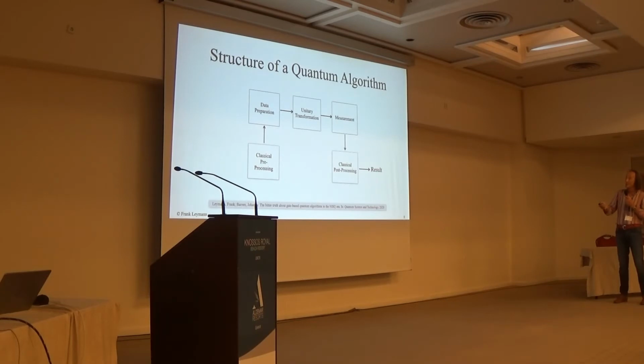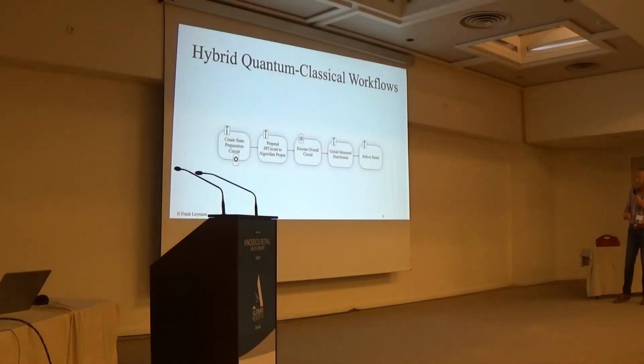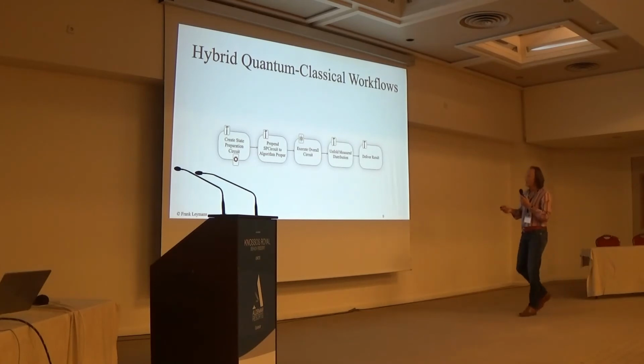Right, so the overall structure of a quantum algorithm is, here's the heart, this is the real algorithm. You need to do some pre-processing, you prepare your data, you measure it, you do some error mitigation, and then there is also some post-processing, then you have the result.